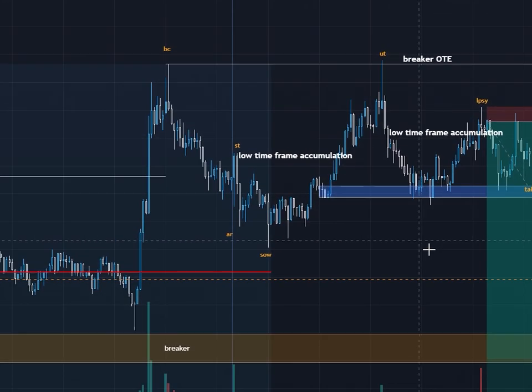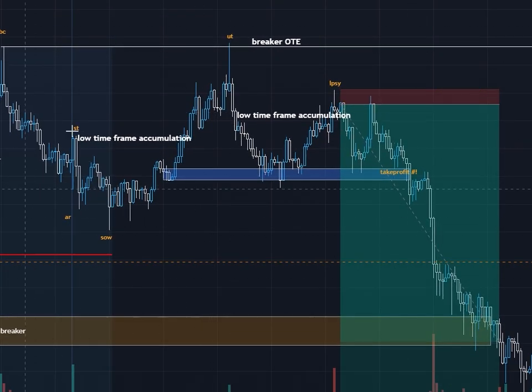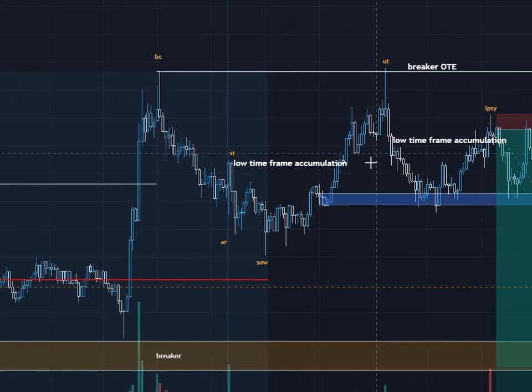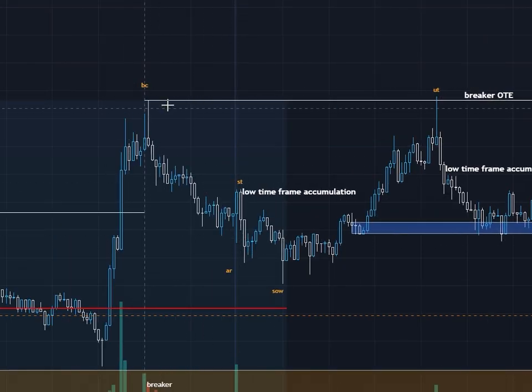So, as you can see, from a standpoint of Wyckoff, this structure here would be considered a distribution pattern. But look at these labeled parts. I labeled these as lower time frame accumulations. And why is that? Well, let's first talk about the distribution. So first we got our buying climax, secondary test.